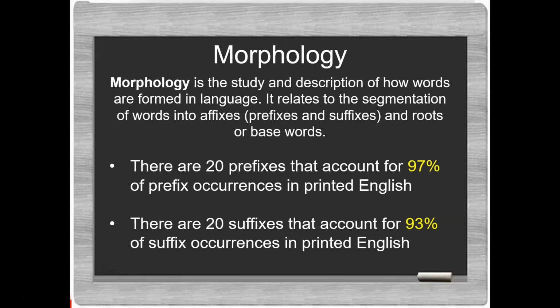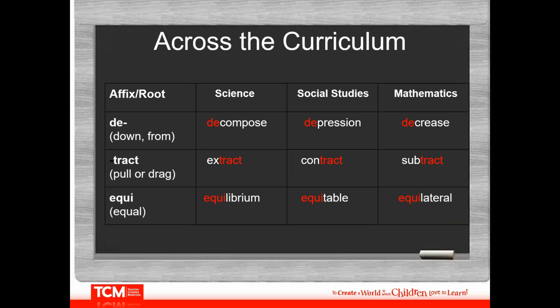So even if you want to begin your year or even in the middle of the year and you don't feel like teaching root words or base words, you're still going to have a pretty powerful impact on vocabulary acquisition by just teaching these 20 prefixes and these 20 suffixes based on their occurrences in printed English. And so I always like to point out the impact across different content areas.